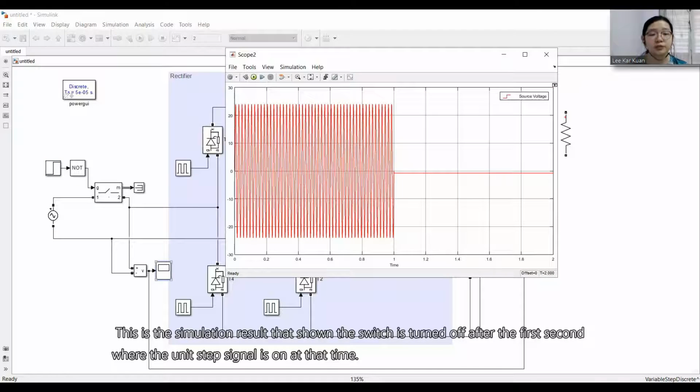This is the simulation result that shows that the switch is turned off after the first second, where the unit step signal is on at that time.